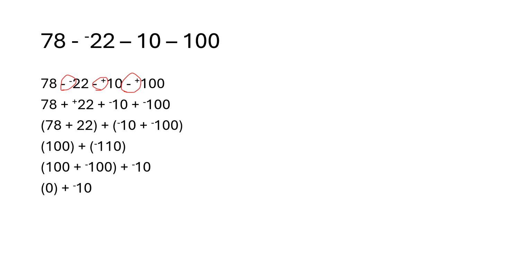And so the positives and negatives cancel out. So that's 0 plus negative 10. And then it's equal to negative 10. And so our math problem, 78 minus negative 22 minus 10 minus 100, is equal to negative 10.